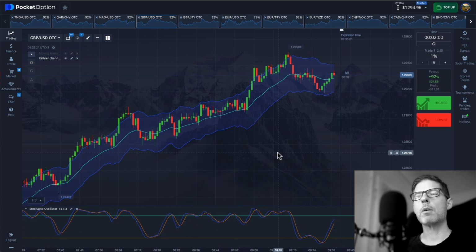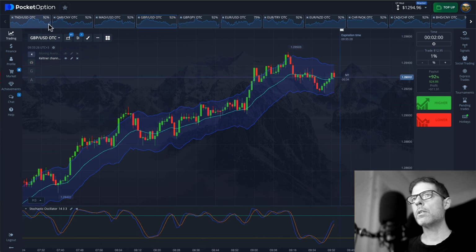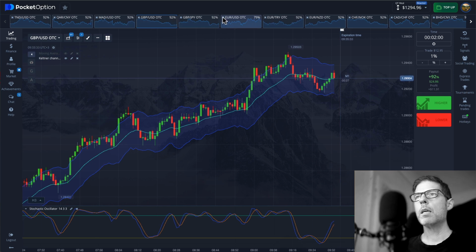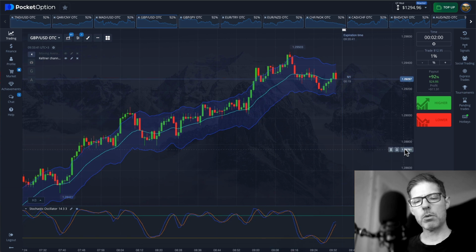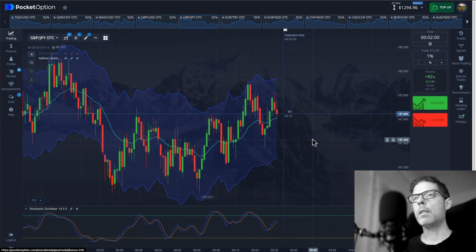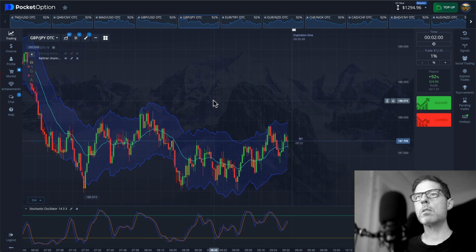I've got several assets that I've added to the interface. So I have the currencies up here at the top. Let me go ahead and remove some of these. Sometimes you'll add a currency and the payout amount will drop, and I want to make sure these are all 92%. Okay, everything looks good. And let's go through and find a currency that has a good setup with the Keltner.